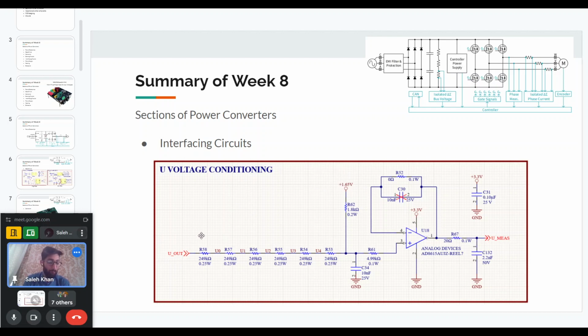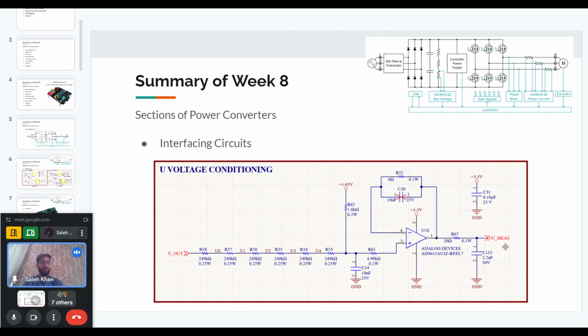And then when a positive voltage is being sensed, the output will give more than 1.65 volts. And for negative voltages that are being sensed, the output will give less than 1.65 volts. So in this way, this kind of op-amp circuitry is used to interface between the sensed output and the microcontroller input, or the ADC that goes to the microcontroller.